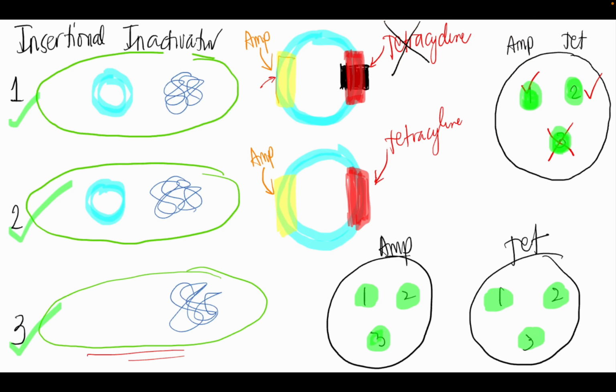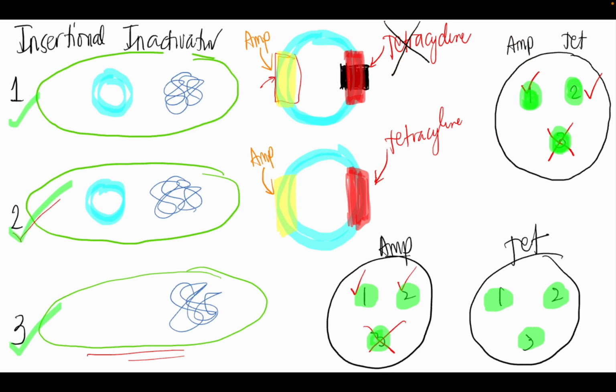Okay, what will happen, class? Will bacterium 1 grow in ampicillin? Does it have the ampicillin resistant gene? Yes, of course, so it will grow. How about bacterium number 2? Will it grow in ampicillin agar? Yes. How about number 3? Of course, there is no plasmid, so it will not grow.